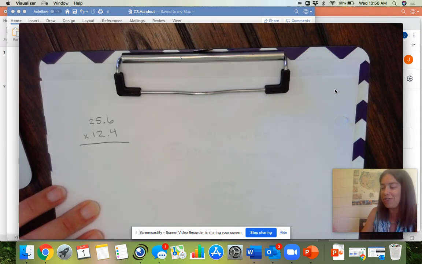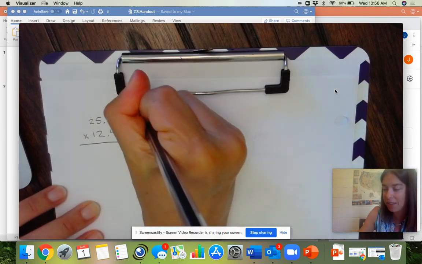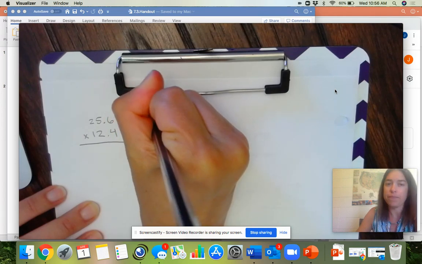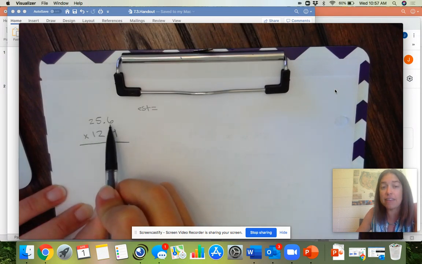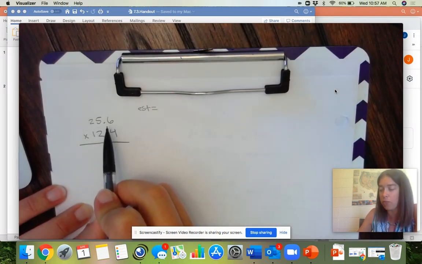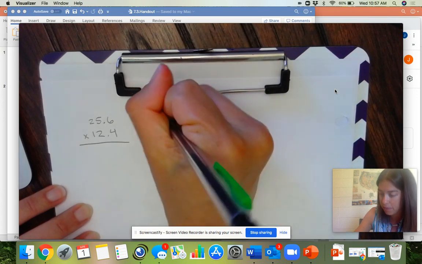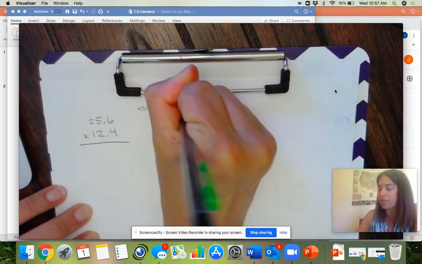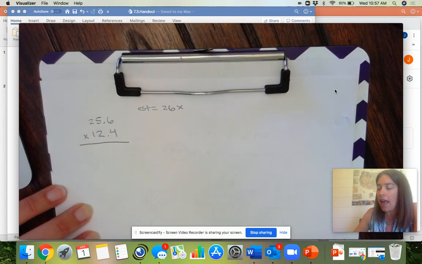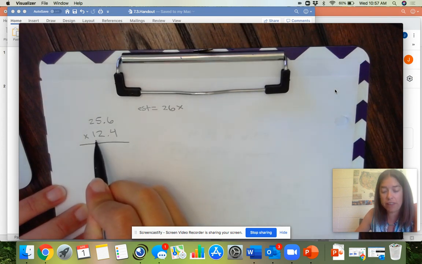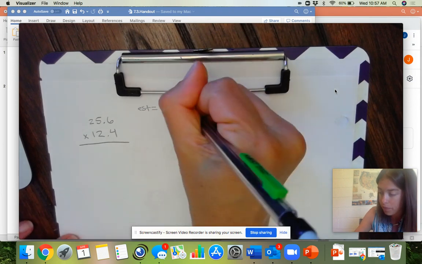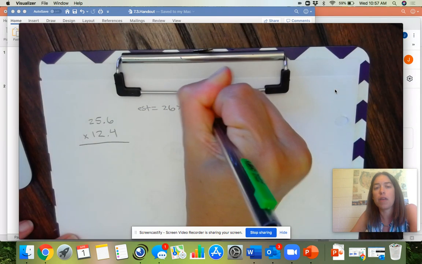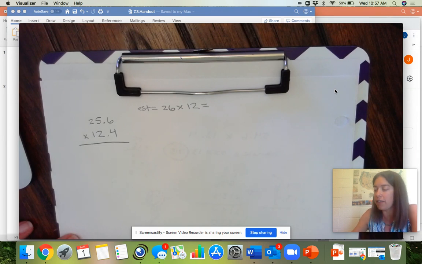First thing I need to do is write down my estimate. I'm going to estimate this by rounding 25 and 6/10 to the nearest whole number. Go ahead and write down what that nearest whole number is. And then I'm going to round 12 and 4/10 to the nearest whole number as well. On your own, go ahead and complete your estimate.